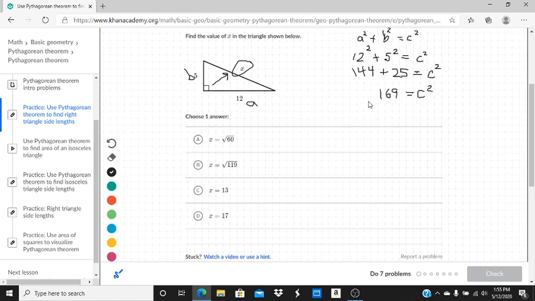I'm going to take the square root of both sides, so I just get c, which is x, remember. And the square root of 169 is 13. So 13 equals c, and remember, c is the hypotenuse. In this case, they're calling it x, so x is 13 units.